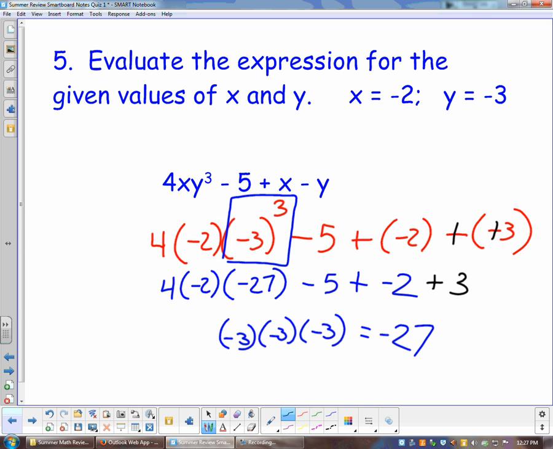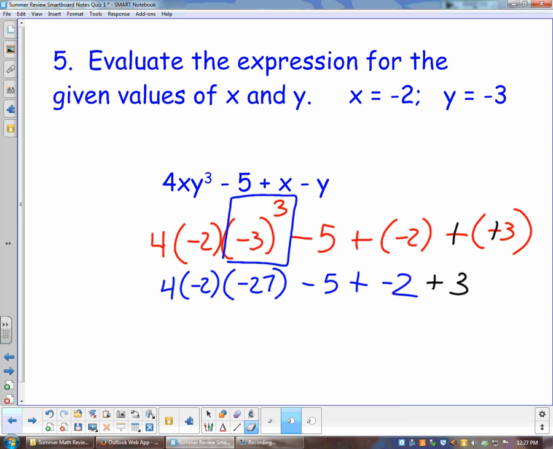All right. At this point, next up would be any multiplications or divisions that we see going from left to right. So I think I can multiply these all together. I could do 4 times negative 2 is a negative 8, and multiply that by negative 27. And I'm grabbing my calculator right now, as you should be, as we're doing these problems. So I've got 4 times negative 2 times 27, and I'm getting a positive 216, and then that's minus 5 plus negative 2 plus 3.